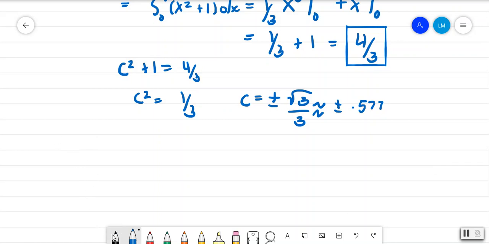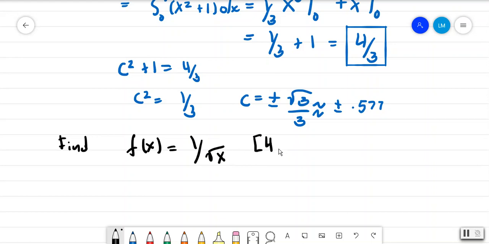So we can actually look at another example. Let's say that we set up the function f of x equals 1 over the square root of x, and we want to look at this from, I believe, 4 to 9, and so we want to find the average value, and we want to find the point.